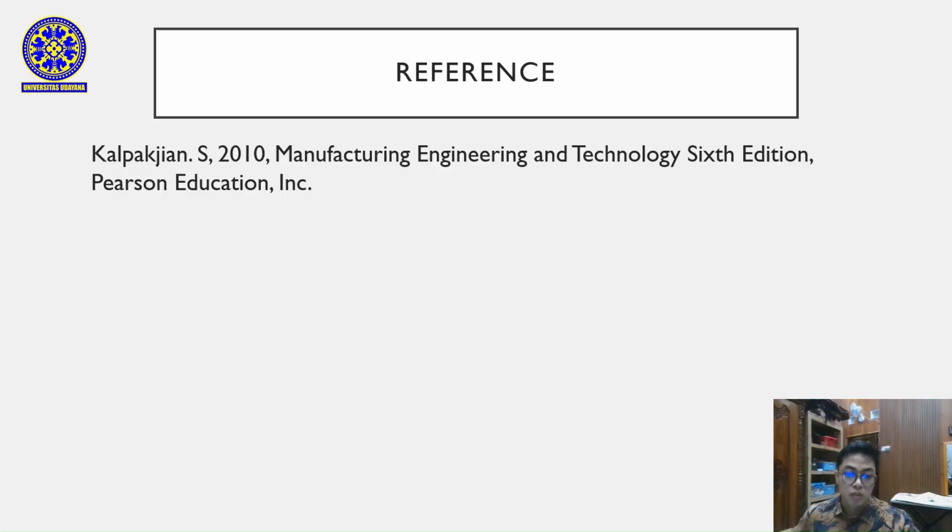This presentation is based on Manufacturing Processes for Engineering Materials by Serope Kalpakjian and Steven Schmid, 6th edition. All figures and tables are referenced from chapter 11 of the book.